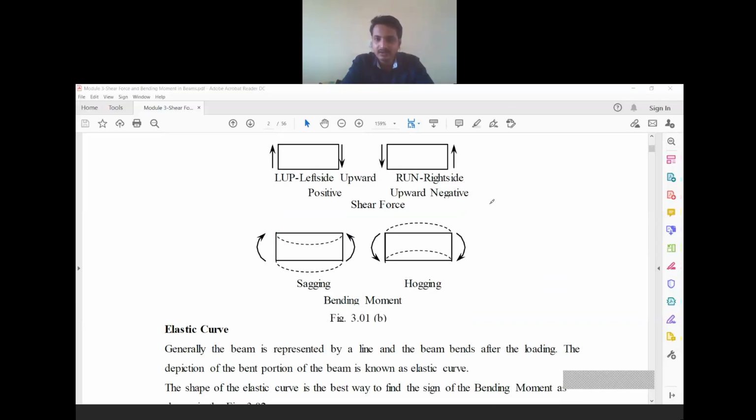Whenever a beam at the center is going downwards, like this, we call this sagging. For sagging, the sign convention is positive. Whenever the beam bends in the reverse direction like this, we call this hogging. Then the sign convention is negative.